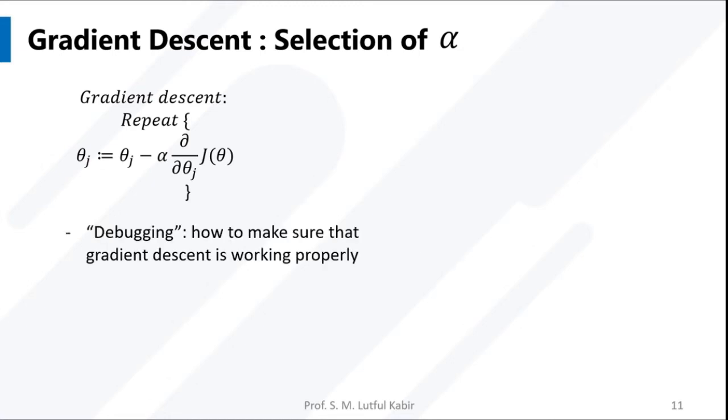So how to make sure that gradient descent is working properly? That has to be a question in the debugging stage, and also how to choose the learning rate alpha.